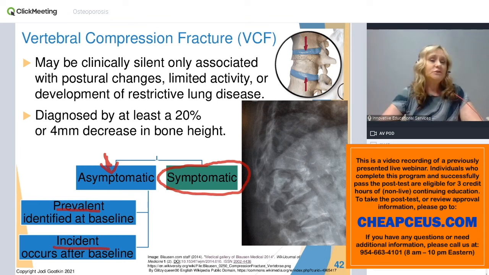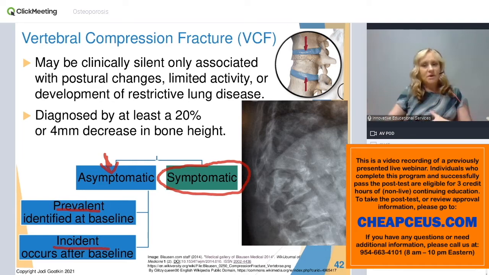For some individuals, it might just be a loss of height, and they diagnose this as at least a 20% or 4 millimeter decrease in height is considered a vertebral compression fracture from osteoporosis. What happens as the individual becomes more kyphotic, it's going to restrict lung capacity also, and this is where we need to be aware of other system compromise to incorporate that into our rehab.